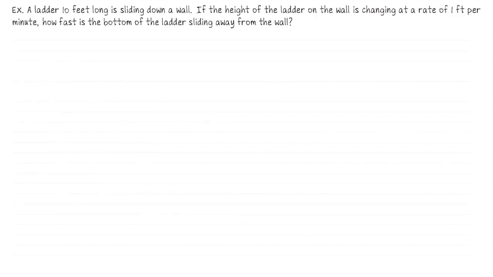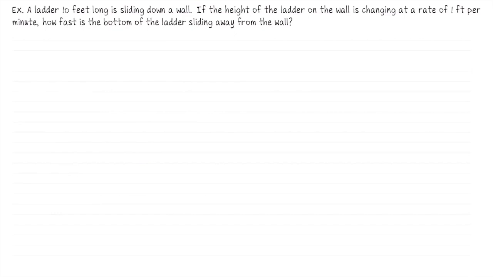Okay, for our next example, we have a ladder which is 10 feet long and it's propped up against a wall, but it's sliding down. If the height of the ladder on the wall is changing at a rate of 1 foot per minute, then how fast is the bottom of the ladder sliding away from the wall? And once again, I've forgotten to give you every condition you need. So let's set this problem up so that we're computing how fast the bottom of the ladder is sliding away from the wall when the height on the wall is exactly 8 feet.